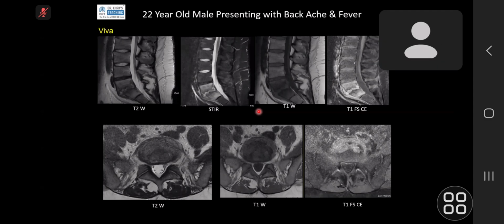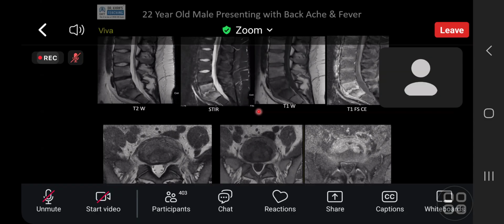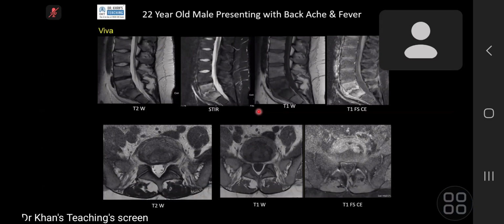So I've been provided with the MRI sequences. I can see there's an altered area of marrow signal, which is appearing hypointense on T1, hyperintense on T2 and STIR, involving the adjacent end plates, that is the inferior end plate of L5 and the superior end plate of S1. There's reduced joint space, and the joint space also appears irregular, and the intervertebral disc space also appears hyperintense on STIR and T2.